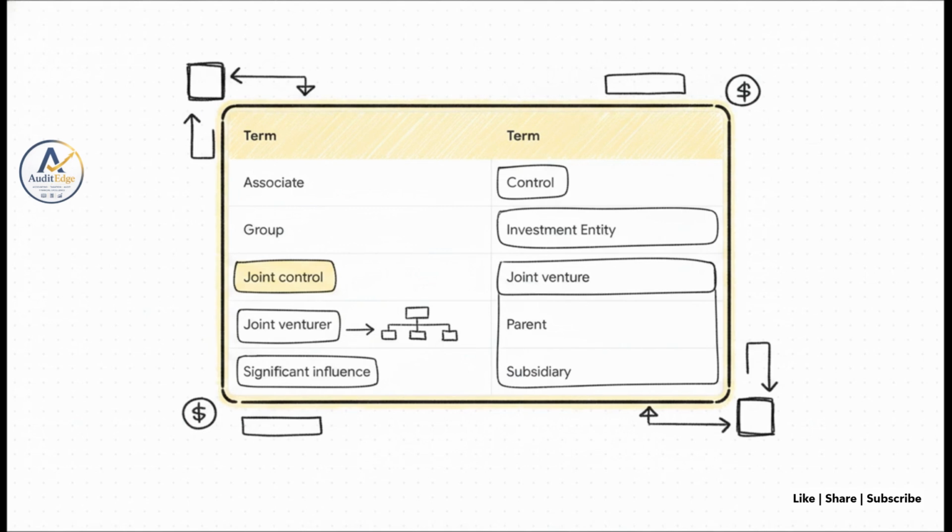Take a close look at these 10 terms. IND AS 27 actually borrows these directly from other standards, specifically from IND AS 110, 111, and 28. Words like associate, control, subsidiary, and joint venture. They carry the exact same official definitions here as they do in their parent standards. So the good news is you do not have to relearn them.